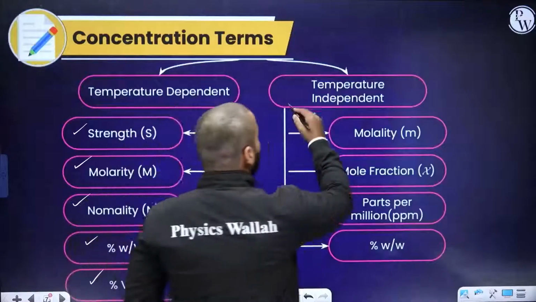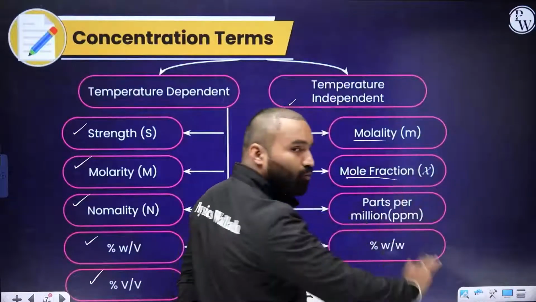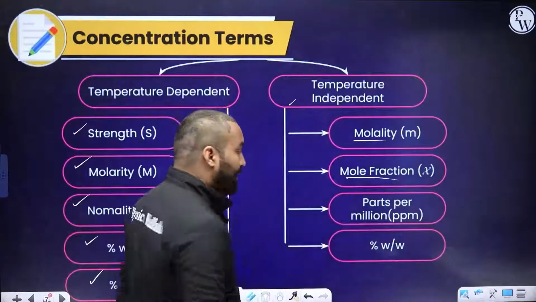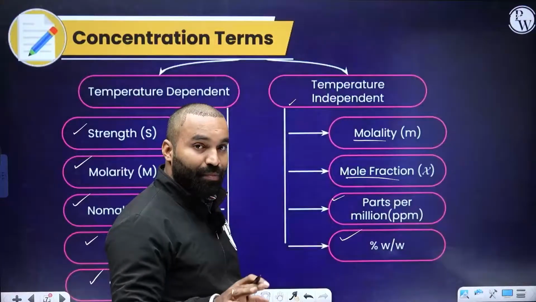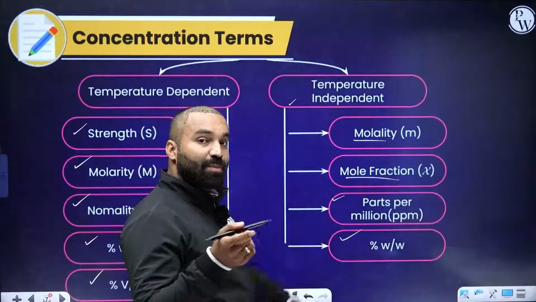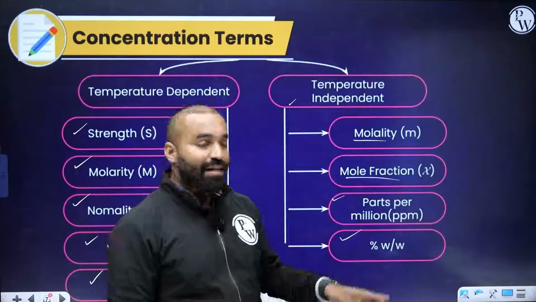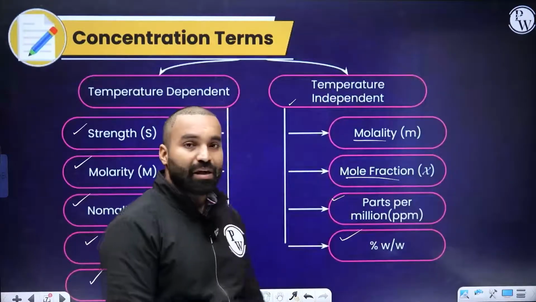And then we have temperature independent terms. These are volume independent. There is no volume factor associated with them. Hence, they all are temperature independent. Parts per million, parts per billion also, that would be out of 10 raised to the power 9. ppm was out of 10 raised to the power 6. Percentage weight by weight also does not have any volume factor associated with it. Hence, this also becomes temperature independent.